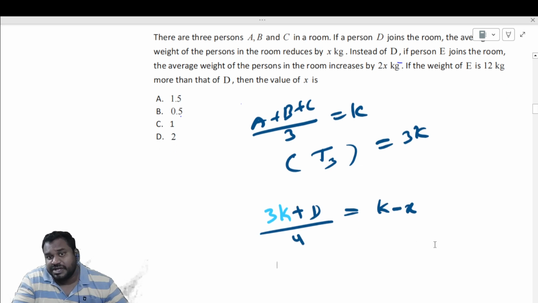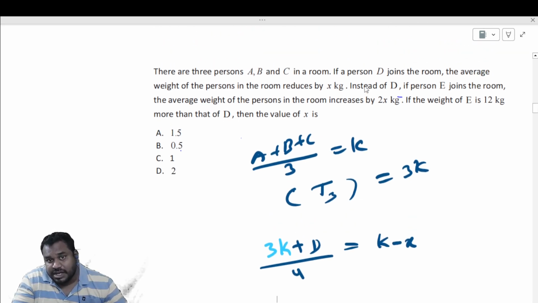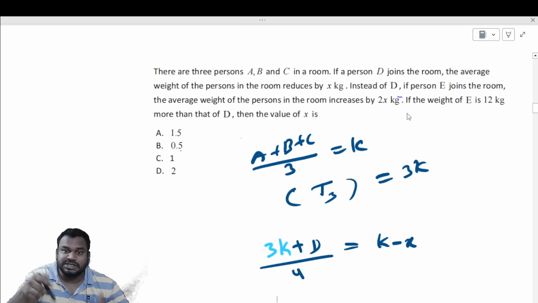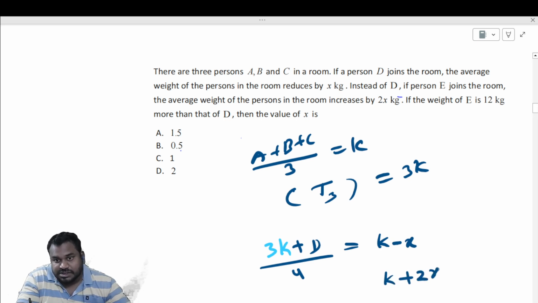Same way, instead of D, what is happening? If person E joins the room instead of D, the average weight of the persons in the room increases by 2x kg. It is increasing by 2x kg. So increasing means plus. When E joins, 3k plus E by 4.